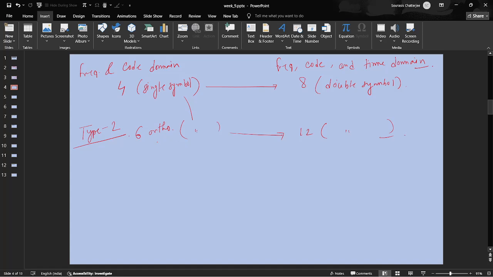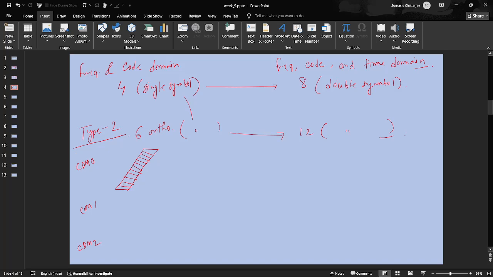So if I just try to draw for a single symbol, let's say 1, 2, 3, 4, 5, 6, 7, 8, 9, 10, 11, 12. So 12 subcarriers we have. So what is the structure for type 2? Of course, if you are talking about 6 orthogonal signals, there is 3 CDM groups. If I assume CDM0, CDM1 and CDM2.